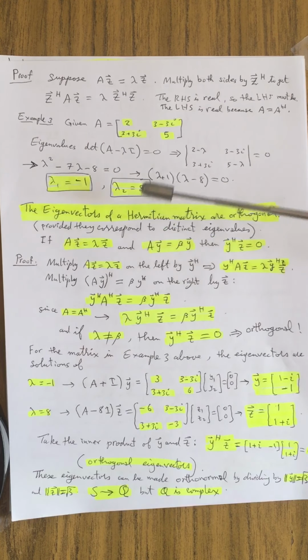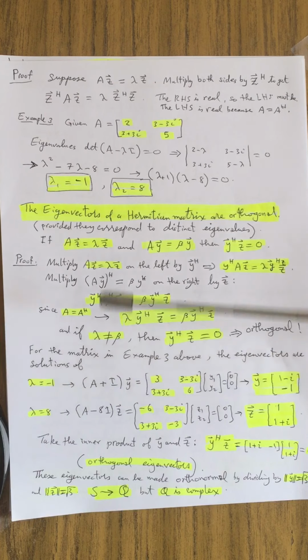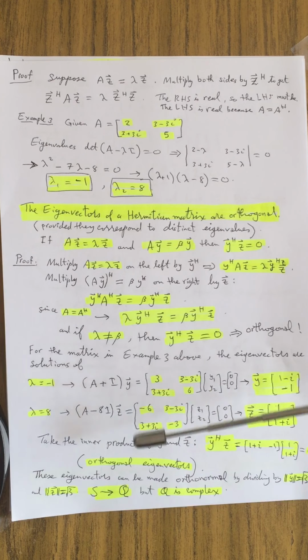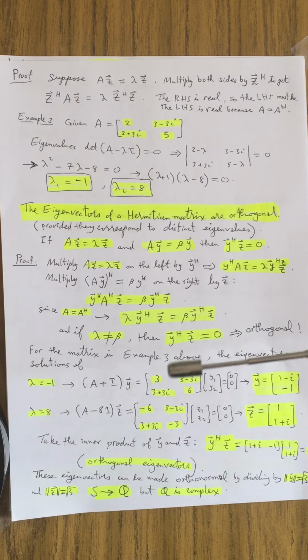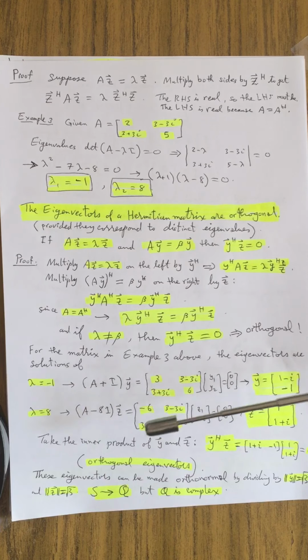For the matrix in example 3 above, the eigenvectors are solutions of A minus lambda I times the vector Y, for example, or Z, equal to 0. If we solve in the case lambda equals -1, we get the first eigenvector y as 1 minus I, minus 1. And for the second eigenvalue 8, it is A minus 8I times z equals 0, and it gives z equal to 1 plus I.